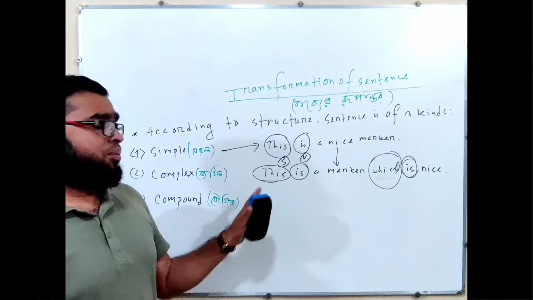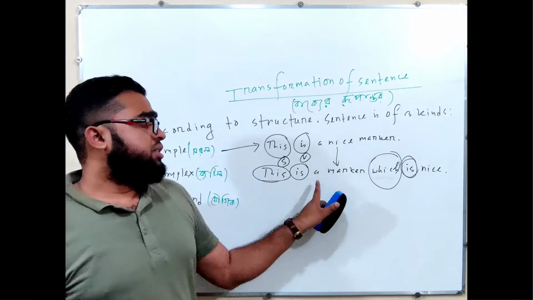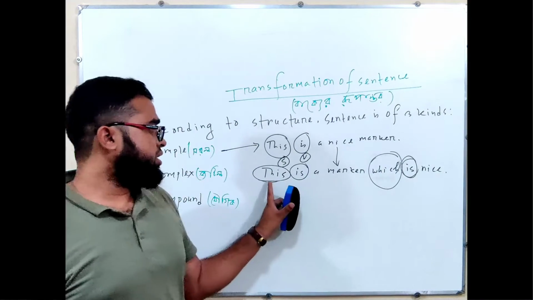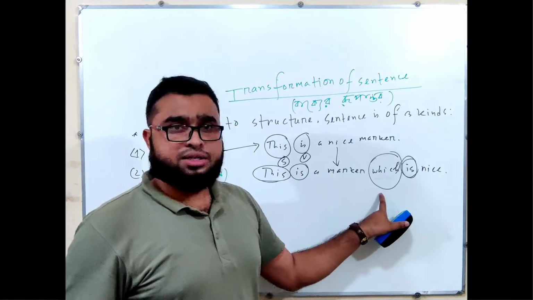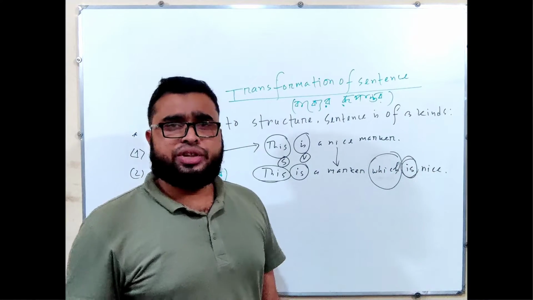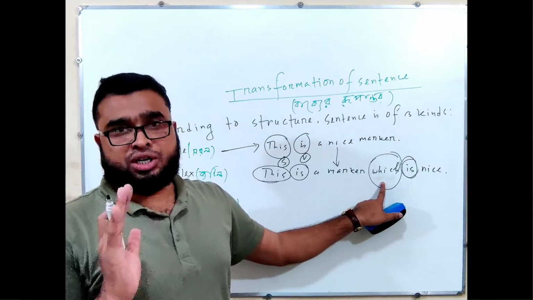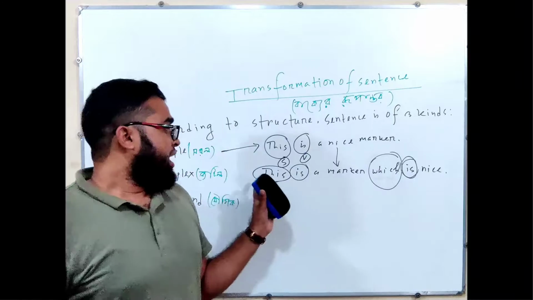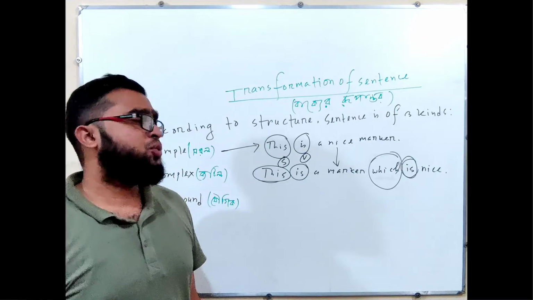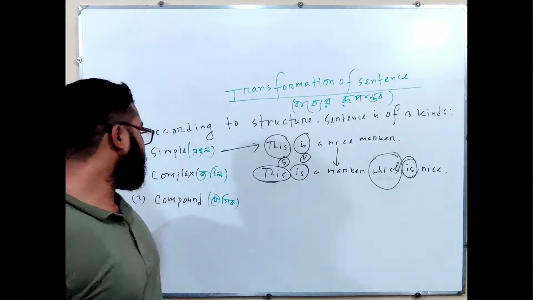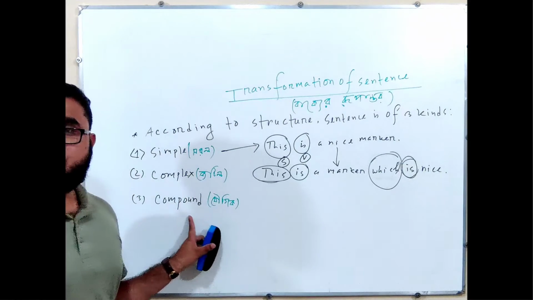So what is complex sentence? Complex sentence is a sentence where there will be more than one verb and more than one subject. So look at this. This is a marker which is nice, and definitely there will be a clause marker that we call subordinate conjunction or subordinate clause marker. I'm telling the definition again. The sentence which contains more than one subject and more than one verb, and they are connected with subordinate conjunction, is called what? Complex sentence. তাই না?